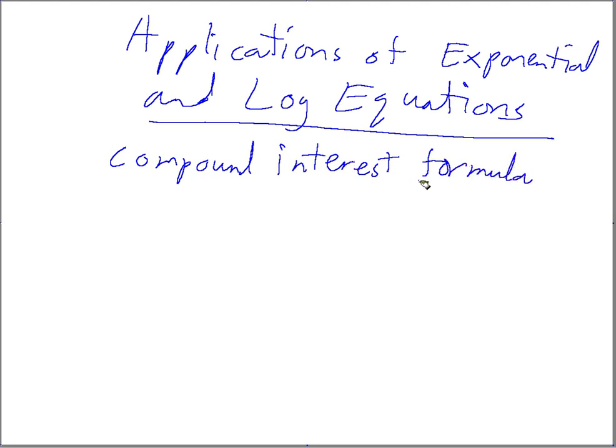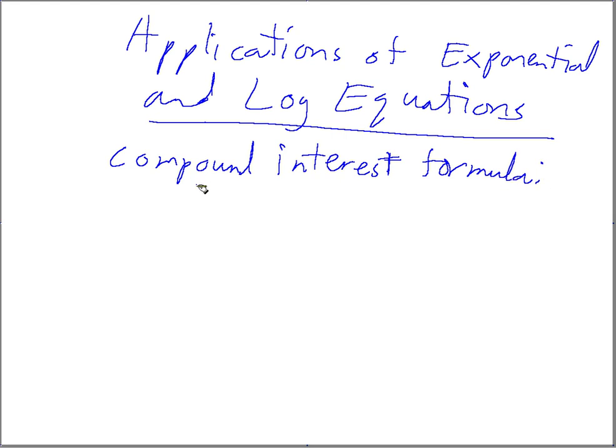Compound interest pays you interest on top of interest. In other words, if you leave your interest in the bank, you can make interest on top of that as well, which is a good deal. That's different from simple interest, which you've seen in a previous math class. So compound interest is what we want, and that's what all the banks pay.